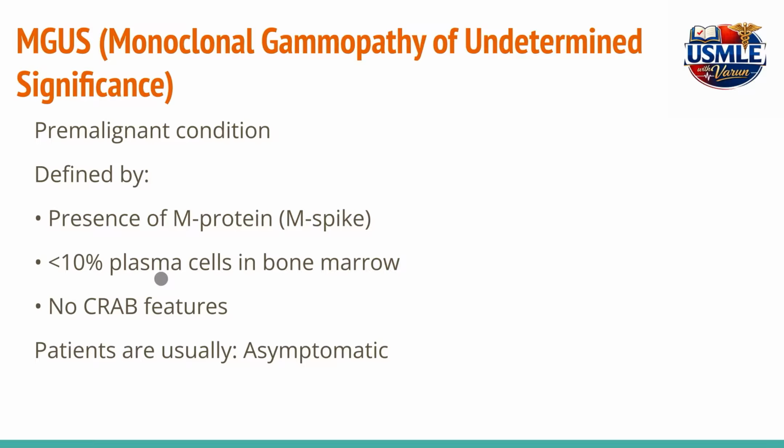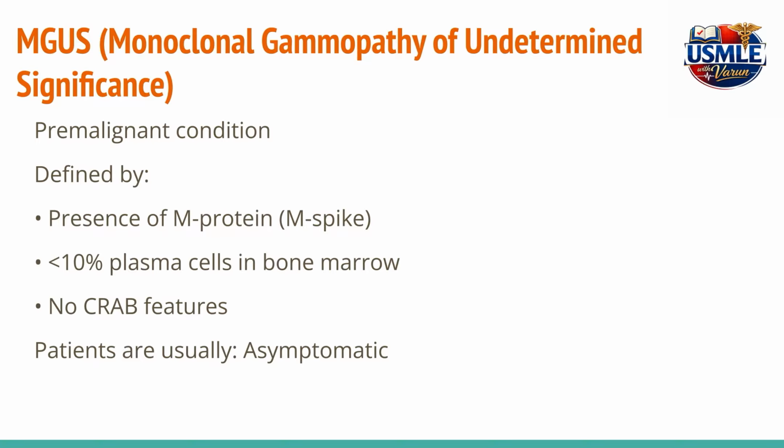The typical case of MGUS looks like this: there's presence of an M protein or M spike in the gamma region whenever you do a serum protein electrophoresis. The other feature is that plasma cells are present but less than 10% in the bone marrow, and CRAB features are absent: hypercalcemia, renal failure, anemia, and lytic bone lesions. All these features are absent. So whenever these three findings are there, you need to think about MGUS.